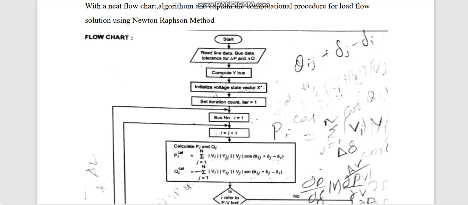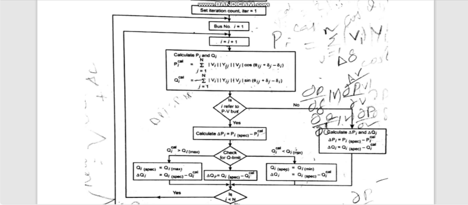The first step is start the program, read the data, compute Y bus matrix. Next, initialize bus voltage. Next step, set iteration count. Then bus number I equal to 1. Then we increase the bus, because the first bus is always a slack bus. We increase to the next bus. Then find out what kind of bus the second bus is. Then take a corrective action. We calculate the values we need. So you draw the flow chart and write the algorithm.